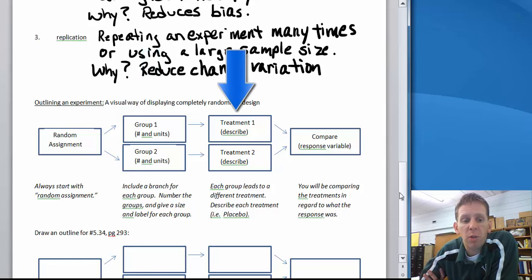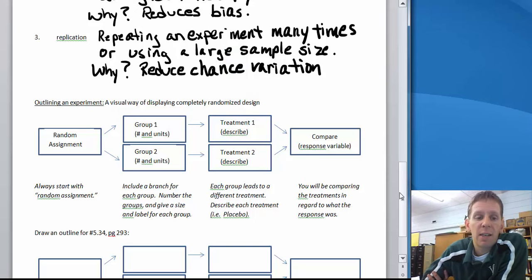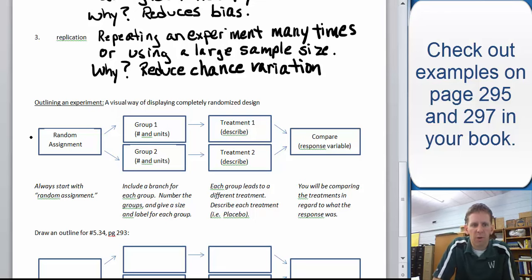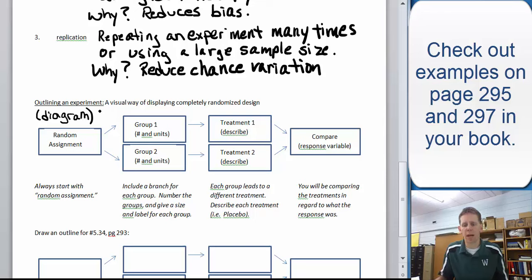You're going to label them treatment 1 and treatment 2. If a treatment's placebo, you can call it that. And at the end of the experiment, you're going to compare whatever the response variable is. So you'll be comparing the treatments in regard to what the response was. Another term for outlining an experiment is called making a diagram of an experiment. And you can find examples of diagrams and outlines on page 295 in your textbook and 297 in your book as well.